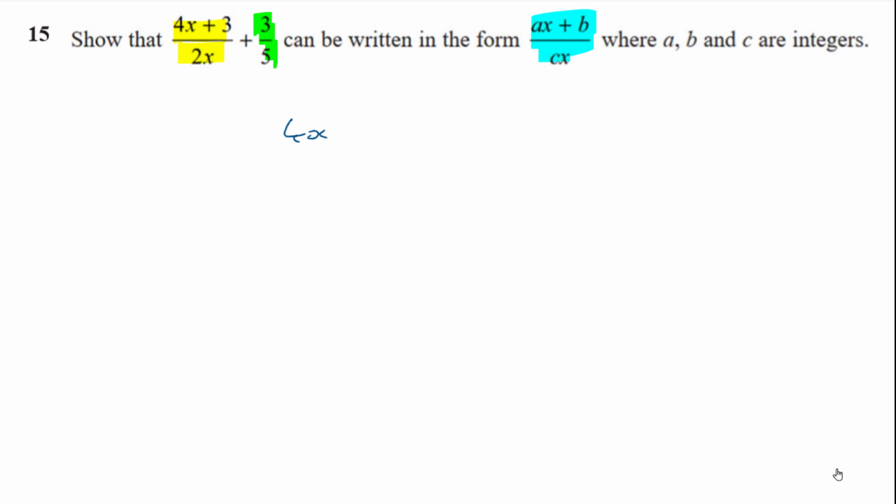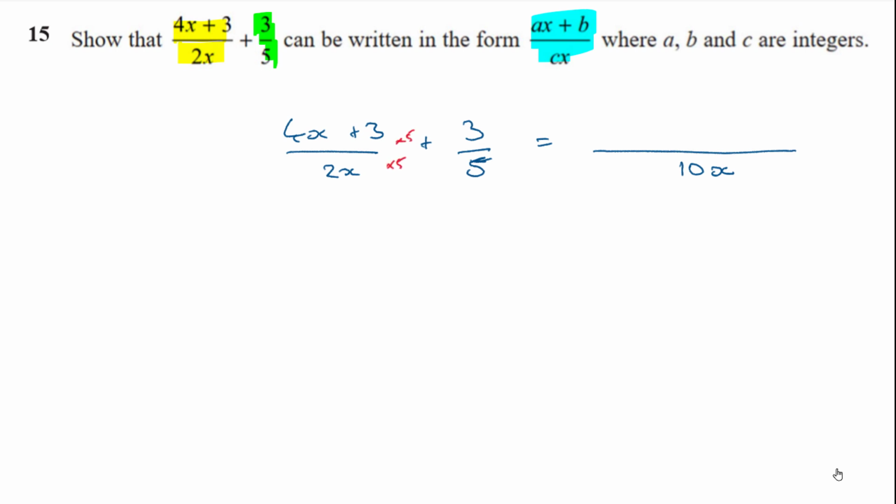Now, just because it's algebra doesn't mean the rules change. When we're adding fractions together, the first thing you need to do is find a common denominator, isn't it? Now, if I had a fraction over 2 and a fraction over 5, then the common denominator would be 10, wouldn't it? I've got 2x and 5, so the common denominator here is going to be 10x. Okay. Now, how many times does 2x go into 10x? It goes 5 times. So I've times that by 5, so I'm going to have to times that bit by 5 as well.